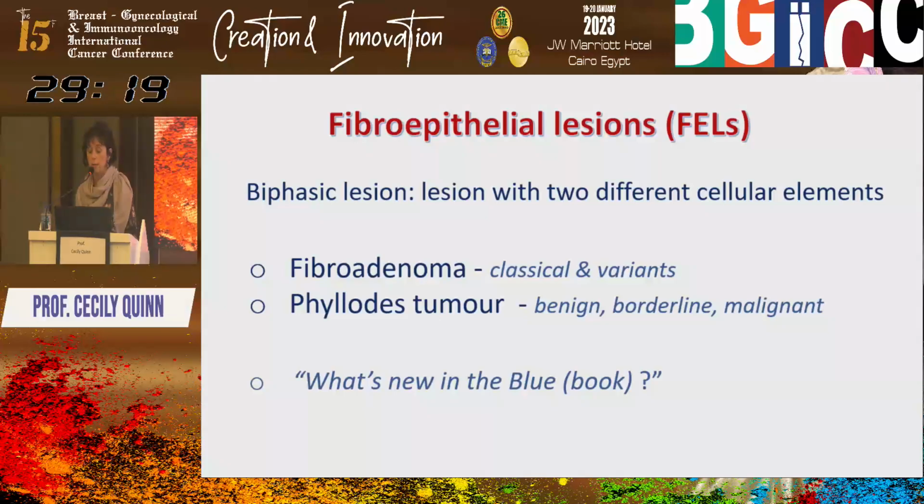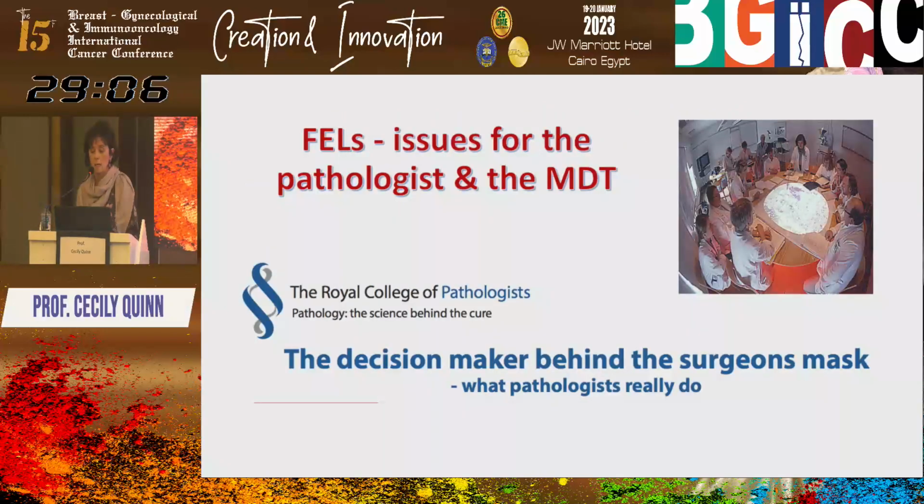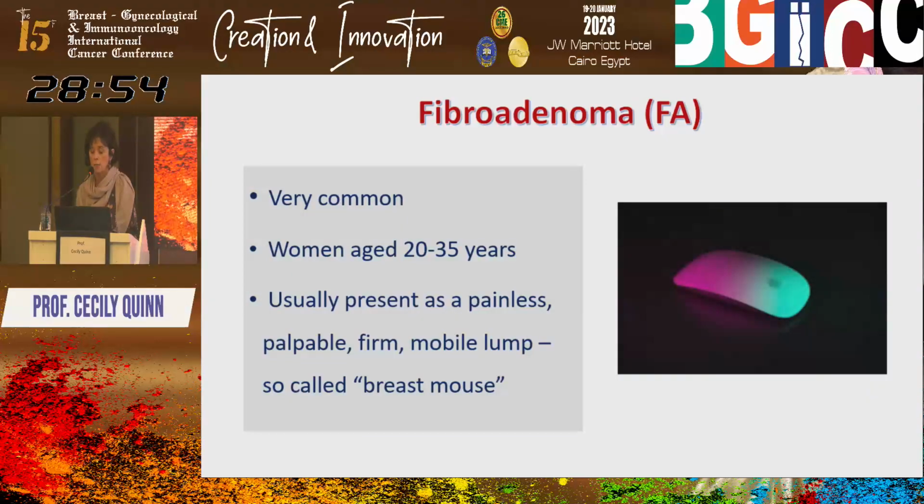So a fibroepithelial lesion is a classical biphasic lesion. That is a lesion with two different cellular elements. And we'll see as we go through the topic how these vary between different entities. I'd also like to mention in the course of the lecture the various issues that arise for the pathologist and at the MDT in the management and further workup of these lesions. So to start with fibroadenoma, they're very common.